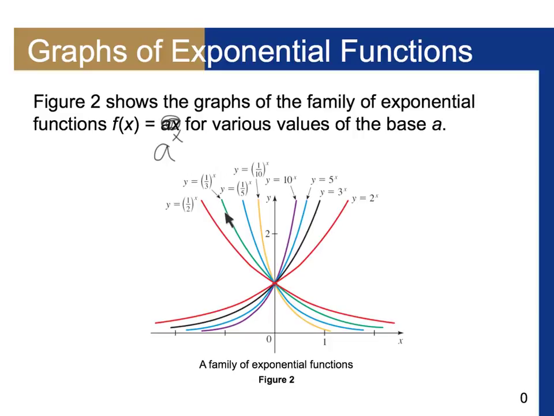And then the blue reflects the blue. Okay, so 5 to the x and 1/5 to the x. And then the purple reflects the yellow, 10 to the x and 1/10 to the x. So you can see those reflections. These are the fractional bases, and these are the bases that are greater than 1. But we can see how they're related. 2 to the x and 1/2 to the x are related. 3 to the x and 1/3 to the x are related. 5 to the x and 1/5 to the x are related, and 10 to the x and 1/10 to the x are related. They're just reflections across the y-axis.